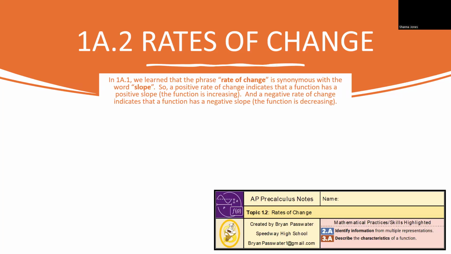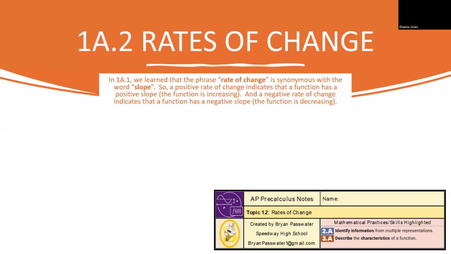All right, so we're on our second section of 1A. So unit 1A, we're on 1A.2, which is rates of change. When you hear rates of change, what word should come to your brain? Slope, okay? That's where we start. That is our baseline for rates of change: slope.